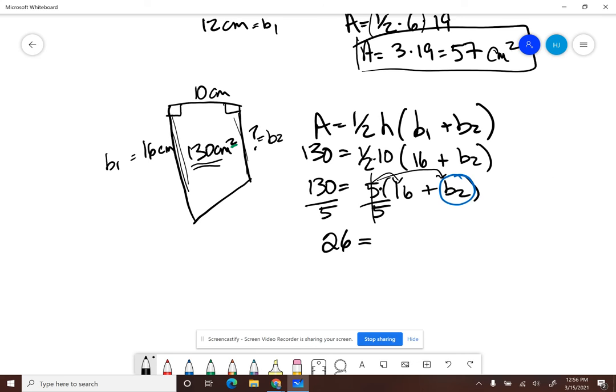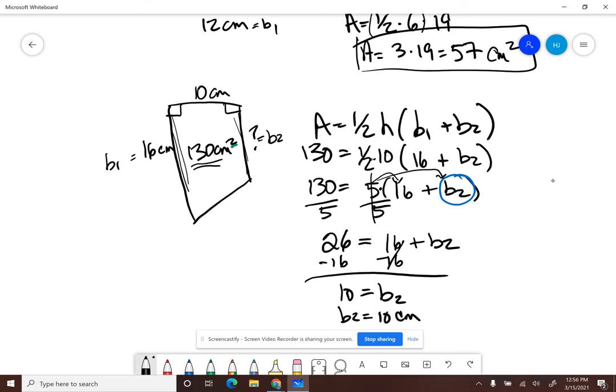But notice what kind of magic happens here. These 5s go away, and now all of a sudden, all I have left is 16 plus B2, okay? So in order to get this B2 to itself, this other base that I'm looking for, then all I need to do now at this point is just subtract 16 from both sides. And that leaves me with B2 equaling 10, okay? So this would be my other side length. And again, it's not just 10. I guess I should have written that a little bit differently. B2 equals 10 centimeters, okay?